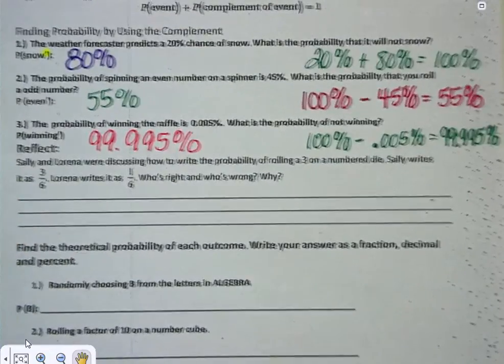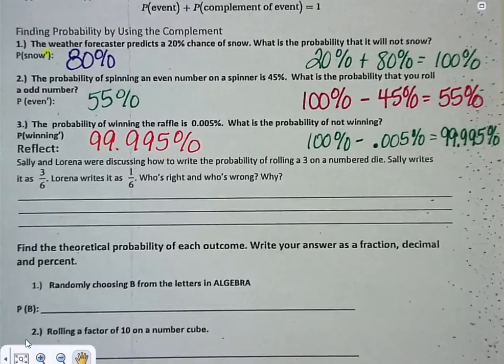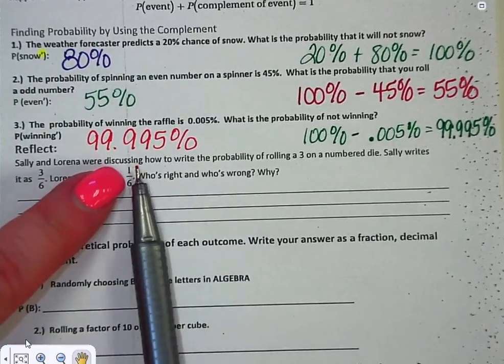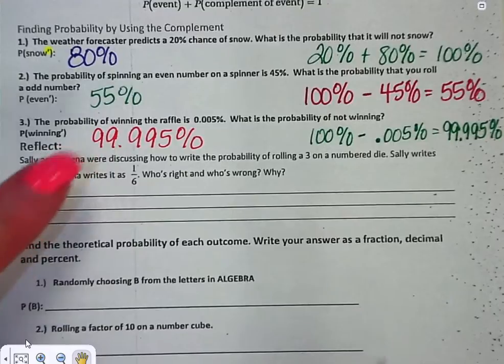All right. Sally and Lorena were discussing how to write the probability of rolling a 3 on a numbered die. Sally writes it as 3/6. Lorena writes it as 1/6. Who's right and who's wrong? So a 3 on a dice. What do you think, Eileen? Lorena is right because there's one 3 out of 6 sides.